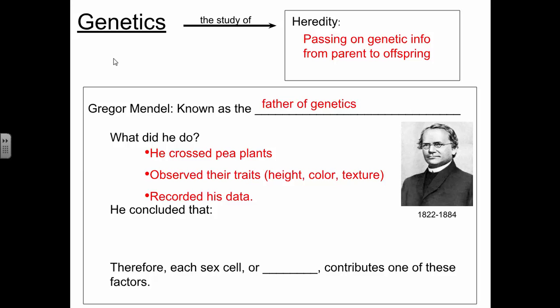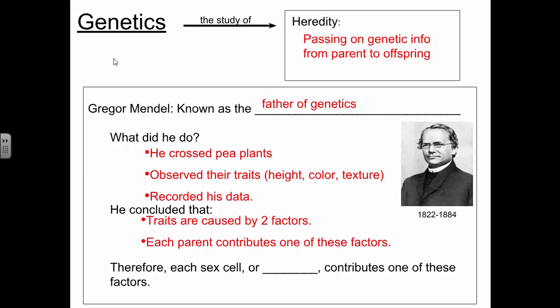these pea plants. And what he concluded was that the traits he was observing, like the height of the plant, the color of the flower, were controlled by two factors. And one of each factor came from each parent. The color of the pea flower is controlled by two factors. One of those came from the male parent, and one came from the female parent. Each sex cell, or each gamete, contributes. We call them genes today, but he didn't call them genes, he called them factors.